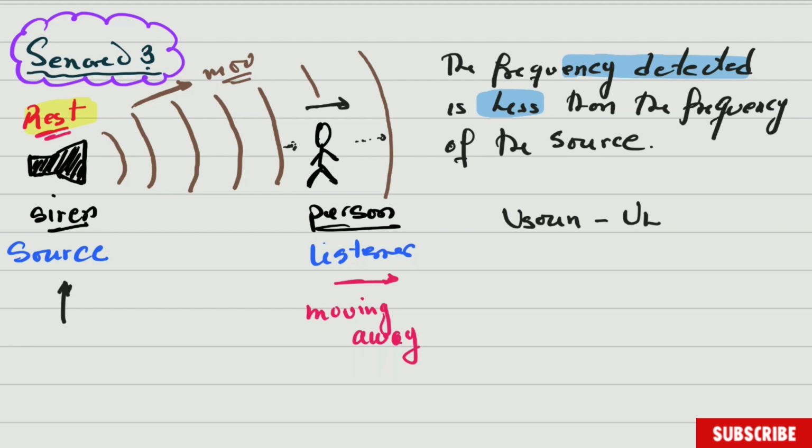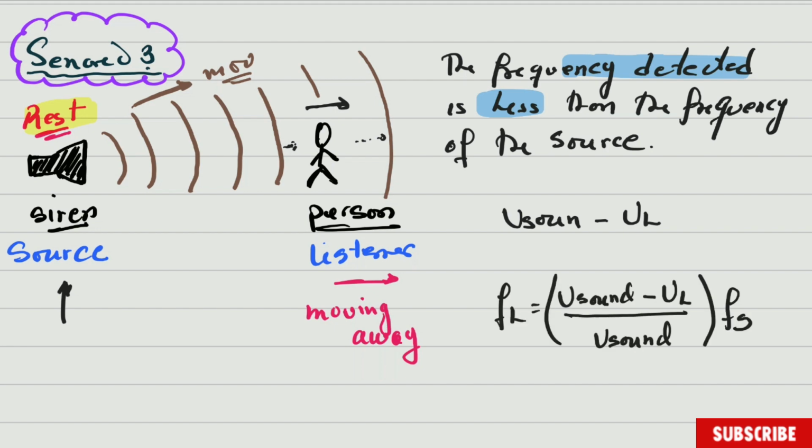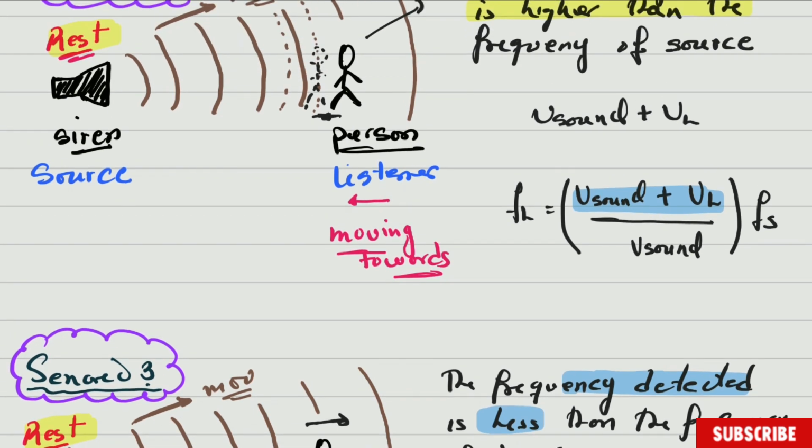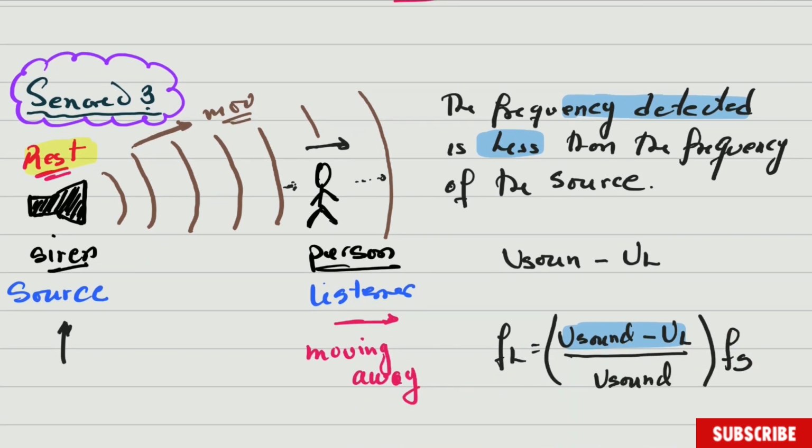And in the formula, in this case, the one on top is minus. You can see the second scenario was plus, that is when the listener is moving towards and the source is at rest. This one is when the listener is moving away and the source is at rest. Let's go to scenario 4. There are only 4 scenarios we're going to look at.